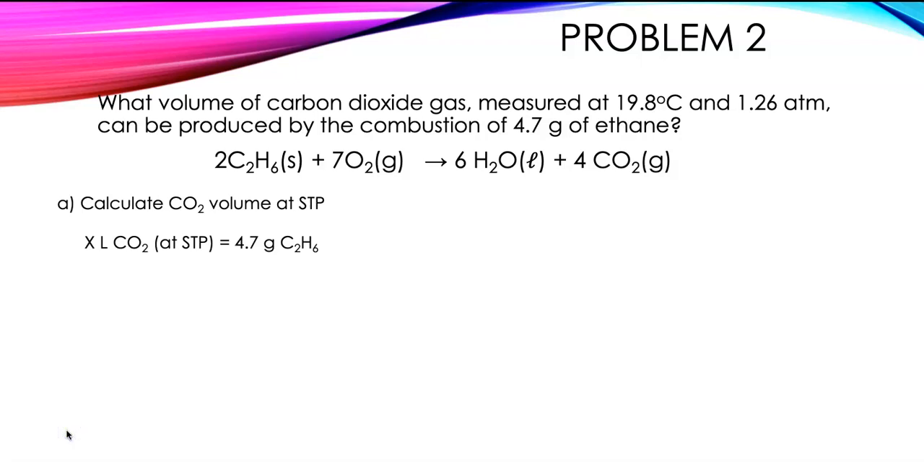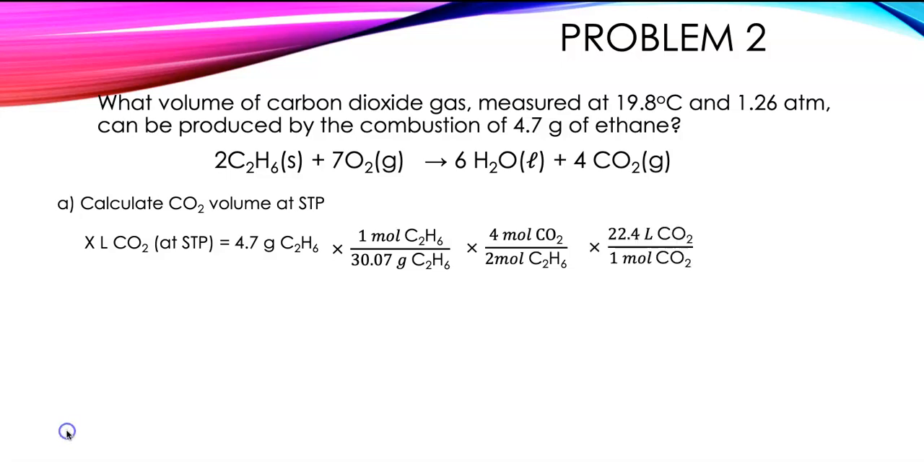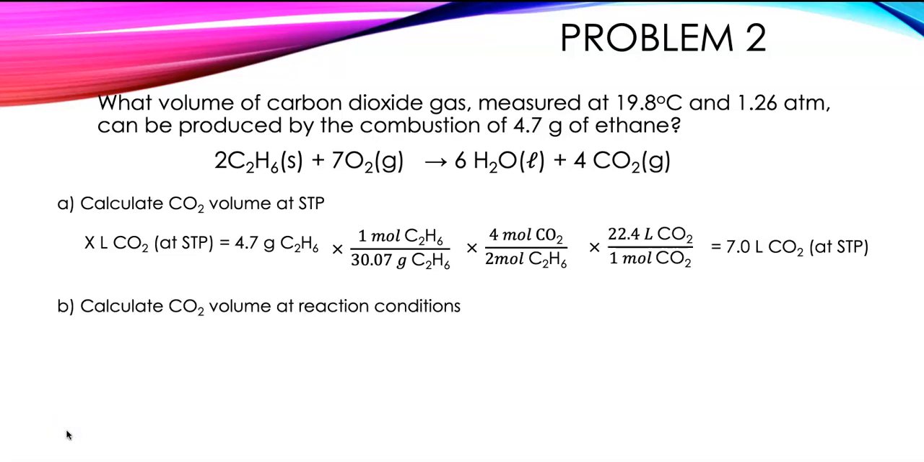So I have the mass of the ethane. I can convert it to moles of the ethane. I can use my mole-to-mole ratio to find moles of CO2. And then I can use the molar volume of a gas at STP to find the volume of the CO2 at STP. But the conditions that I need are not at STP, so I need to do some additional calculations. So since I have the volume at STP, I can find the CO2 volume at the conditions of the reaction, and I could do this with the combined gas law.